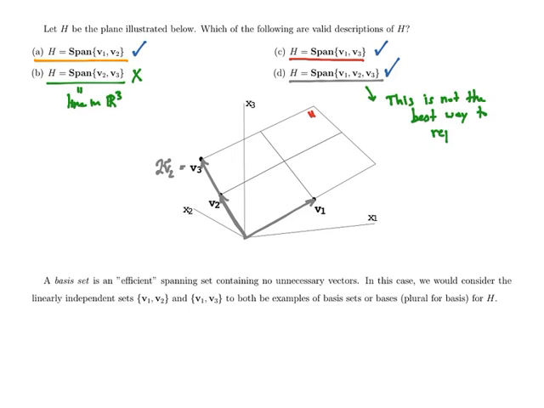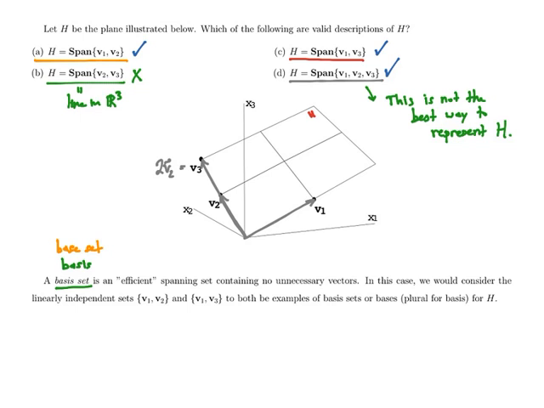The best way to represent the plane H: A and C are better ways to represent that, and I wouldn't say one is better than the other. So, talking about our new idea, a basis set, or just a basis, and sometimes this is referred to as a base set. This is an efficient spanning set containing no unnecessary vectors. That's what a basis is going to be for us.